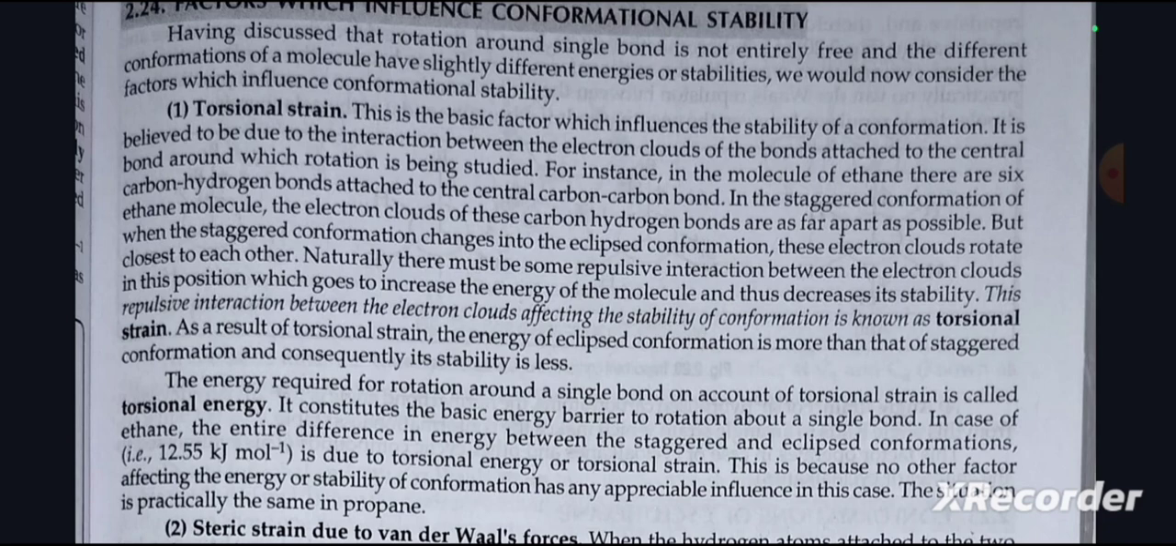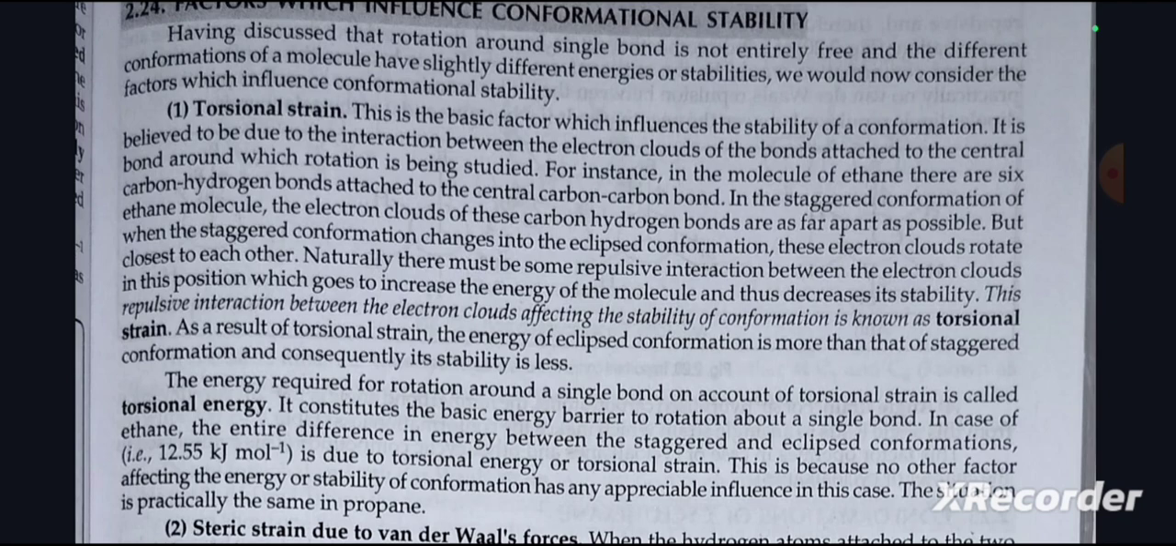For instance, in the molecule of ethane, there are six carbon-hydrogen bonds attached to the central carbon-carbon bond. In the staggered conformation of the ethane molecule, the electron clouds of these carbon-hydrogen bonds are as far apart as possible. But when the staggered conformation changes to the eclipsed conformation, these electron clouds rotate closest to each other. Naturally, there must be some repulsive interaction between the electron clouds affecting the stability of a conformation, known as torsional strain. As a result of torsional strain, the energy of the eclipsed conformation is more than that of the staggered conformation, and consequently its stability is less.